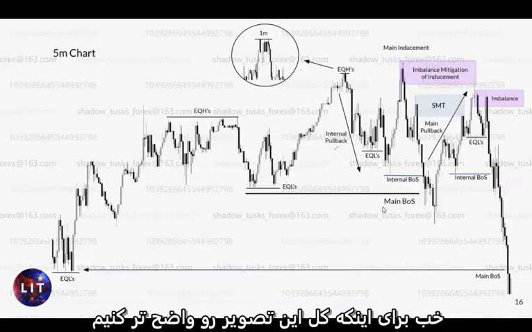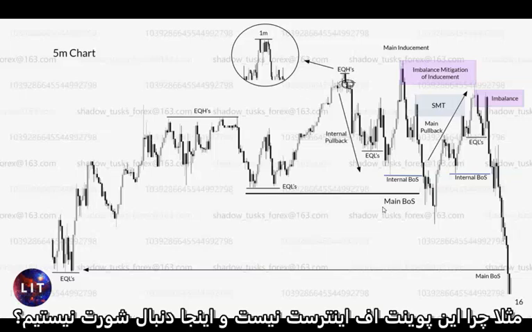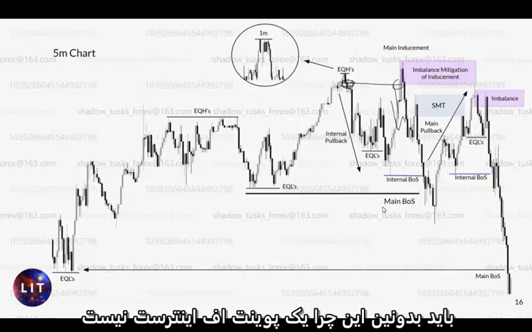Anyway, so to make this whole picture clearer, because some might ask like, okay, what about this though? Like, why is not this one a point of interest and we look for short in here? That's a very solid question. You should understand why not.